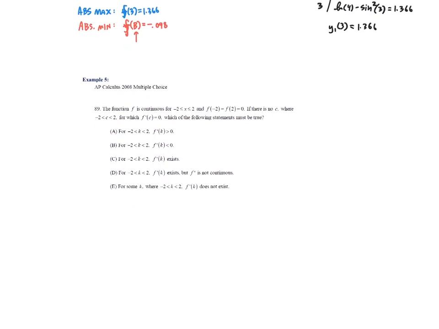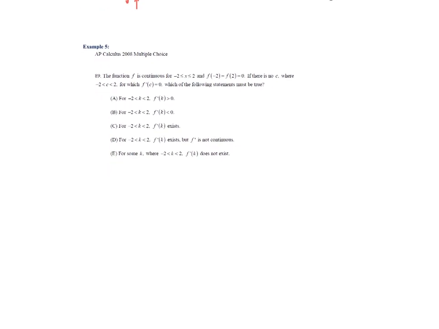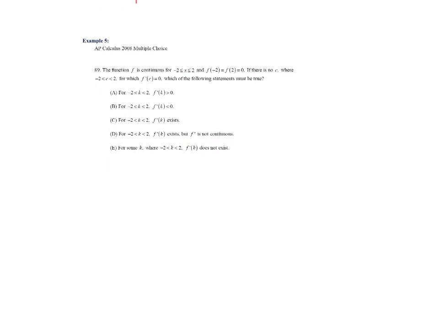So back from 08, you see a higher number on a multiple choice that's in the 70s or 80s or 90s. That means calculator allowed. However, the calculator doesn't really help you here. It says the function f is continuous between -2 and 2, and f of -2 is equal to f of 2.